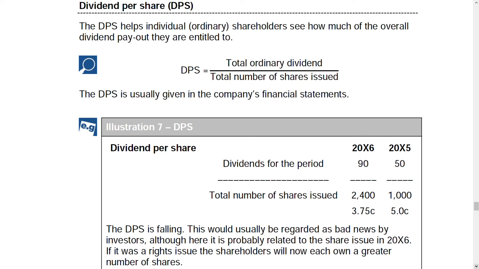So if you see from 5 to 3.75, it is falling, which is bad news. Why? If it was a rights issue, the shareholders will now each own a greater number of shares. It is not given in complete, but if it falls down, it's not good. That means the dividend they are receiving per share is lower now for the shareholder.